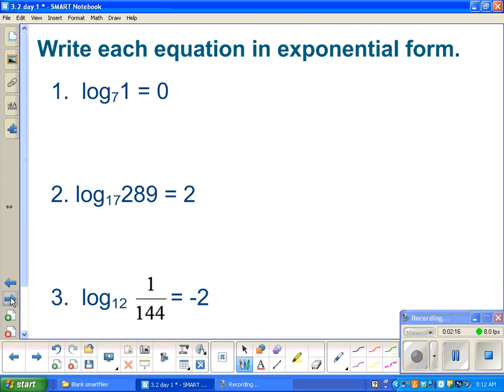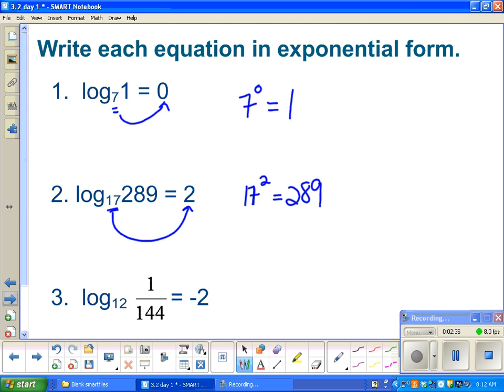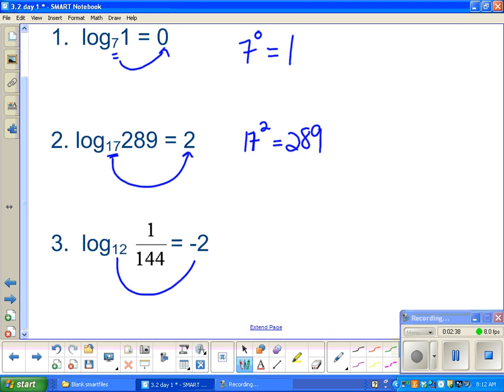You can also go the other way. You could write it in exponential form. My base is 7. 7 to the 0 power is equal to 1. Again, match the base. 17 squared is equal to 289. 12 to the negative 2 is equal to 1 over 144, or 1 over 12 squared.